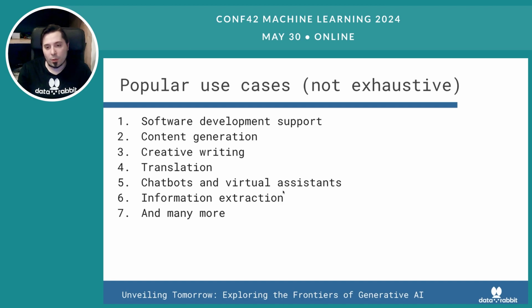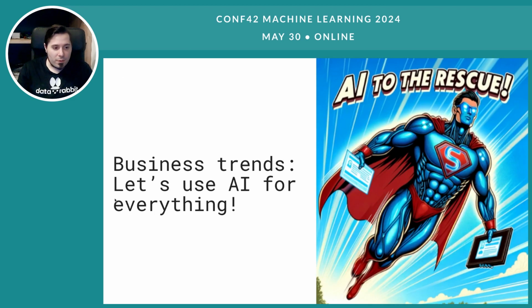Information extraction. I have quite a lot of documents, I want to extract the most important info and maybe fill in some form with that, and many, many more. As mentioned, this list is in no way exhaustive, but you can already see the applications are really broad. And it's visible also in the business trends. Currently we have a hype for AI, and the business trend is, okay, let's use it for everything. Obviously, in many cases, it's not a good idea at all. There are better solutions, but as mentioned, this generative AI, this large language model, has enabled many use cases that weren't possible at all before. So there's quite a lot of room to utilize that.